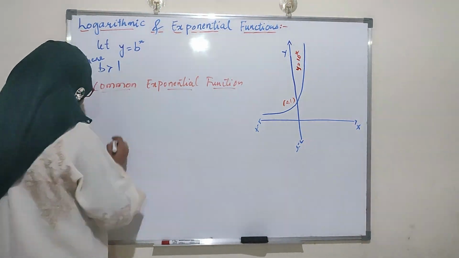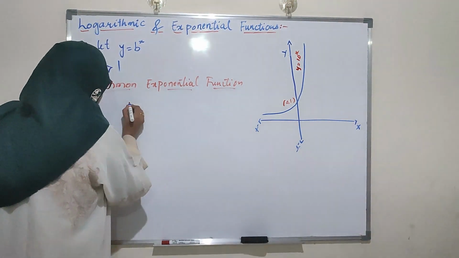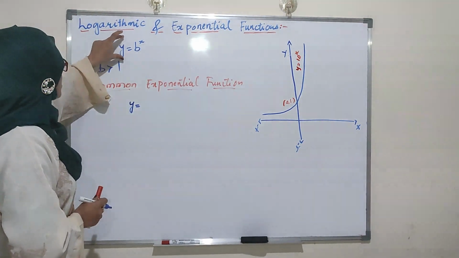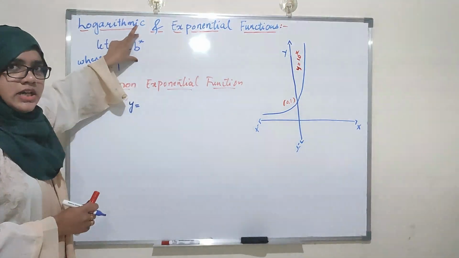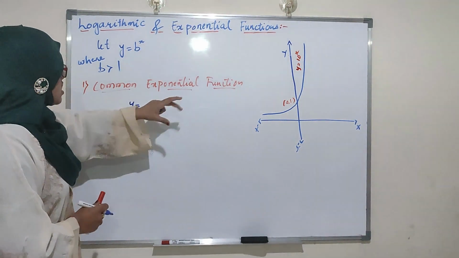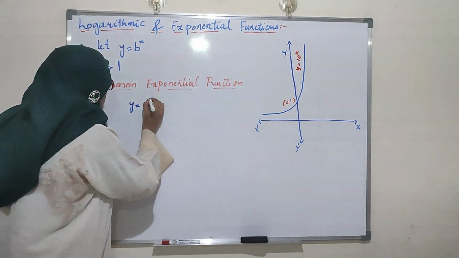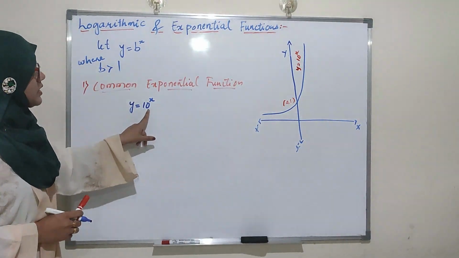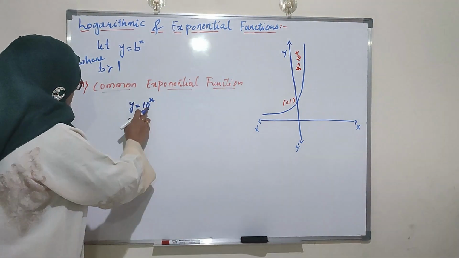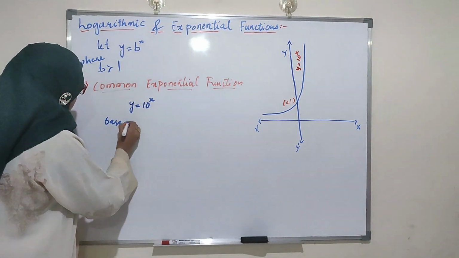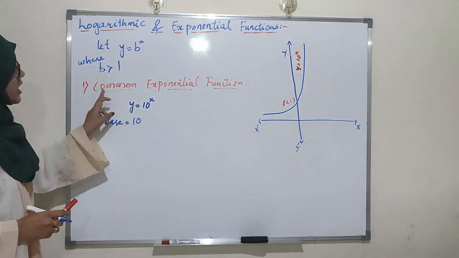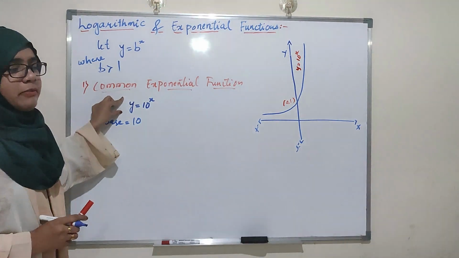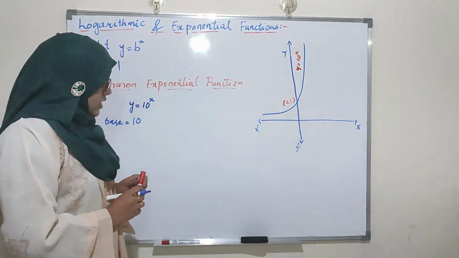We represent an exponential function mathematically as y is equal to b raised to power x. Common exponential function means we have base 10. It can be represented mathematically as y is equal to 10 raised to power x, where 10 is the base. So in the common exponential function, the base value is always 10. This first type is known as the common exponential function.